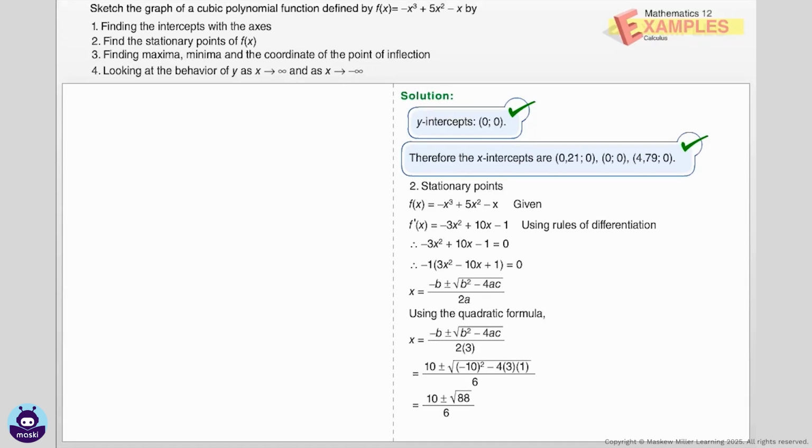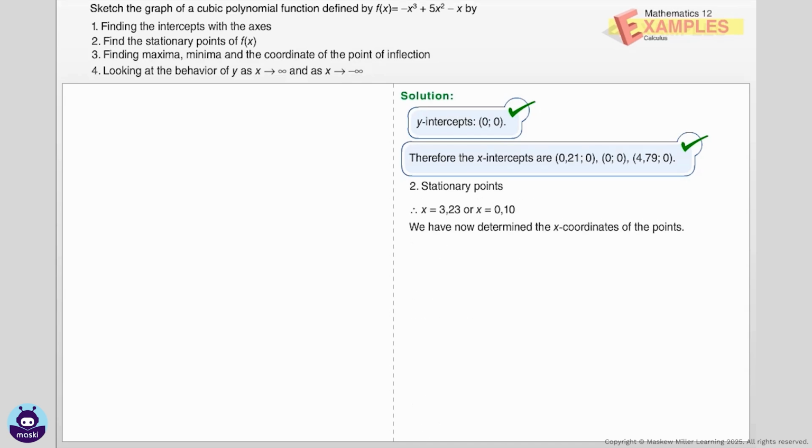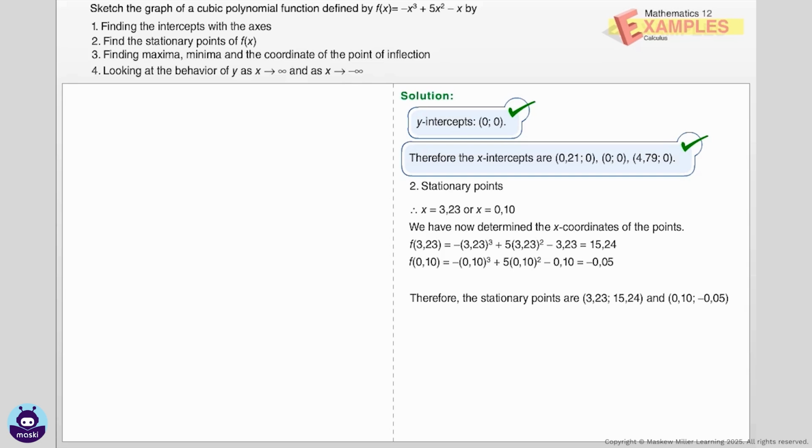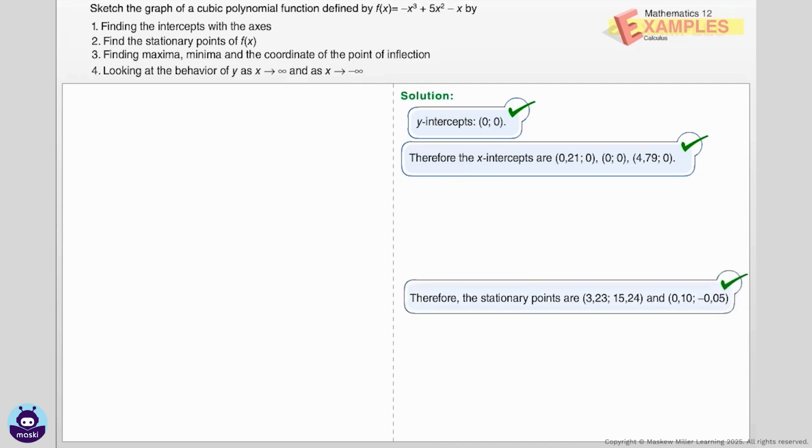x equals 10 plus or minus root 88 over 6. Therefore, x equals 3,23 or x equals 0,10. We have now determined the x-coordinates of the points. We can calculate the y-coordinates by substituting these values in the function. f of 3,23 equals 15,24 and f of 0,10 equals negative 0,05. Therefore, the stationary points are (3,23, 15,24) and (0,10, negative 0,05).